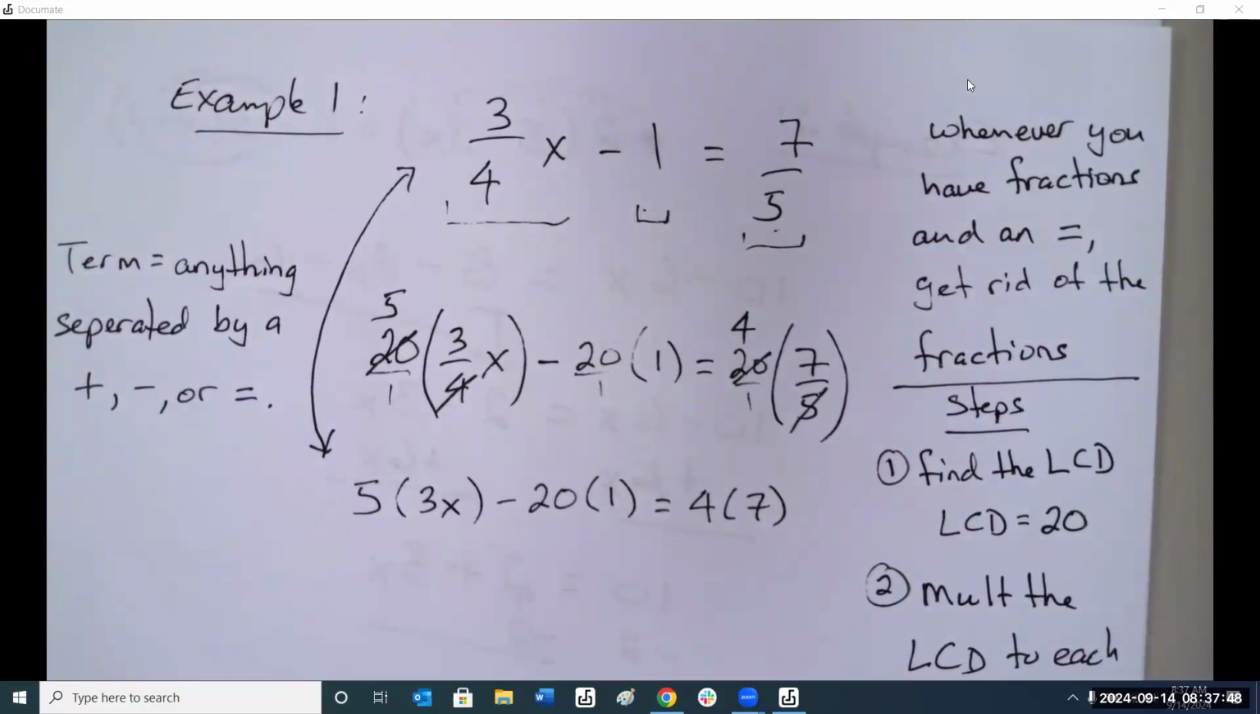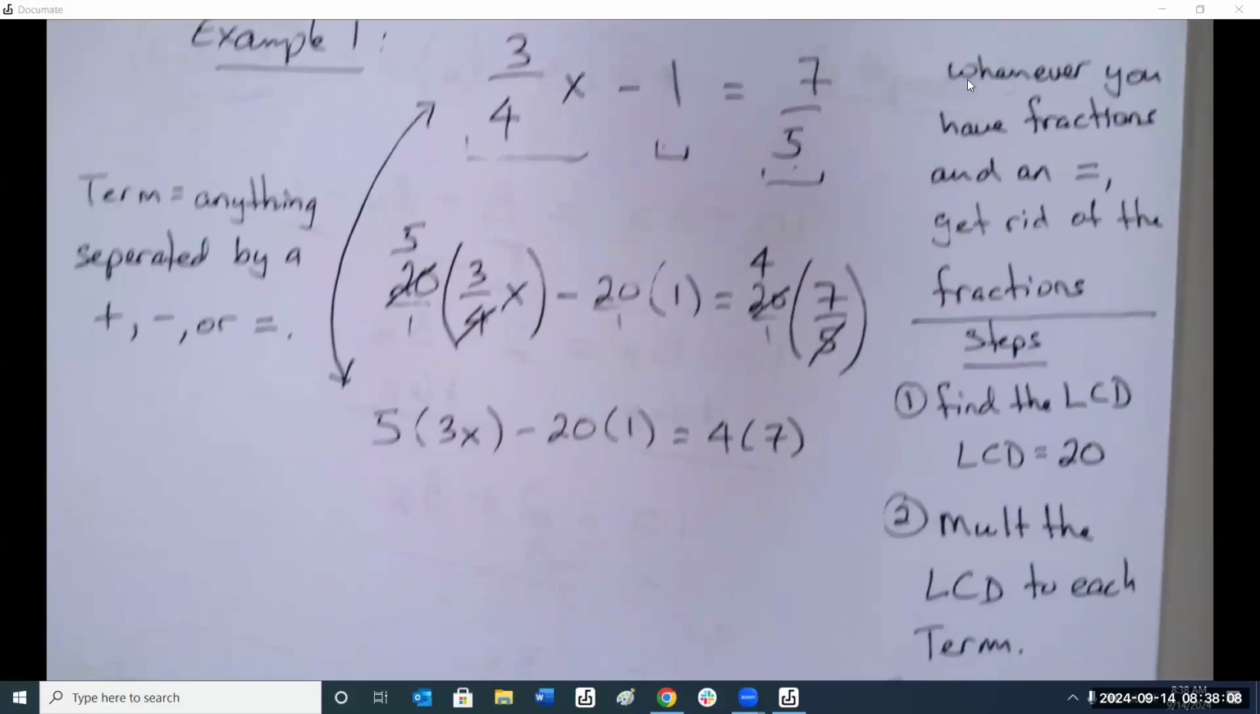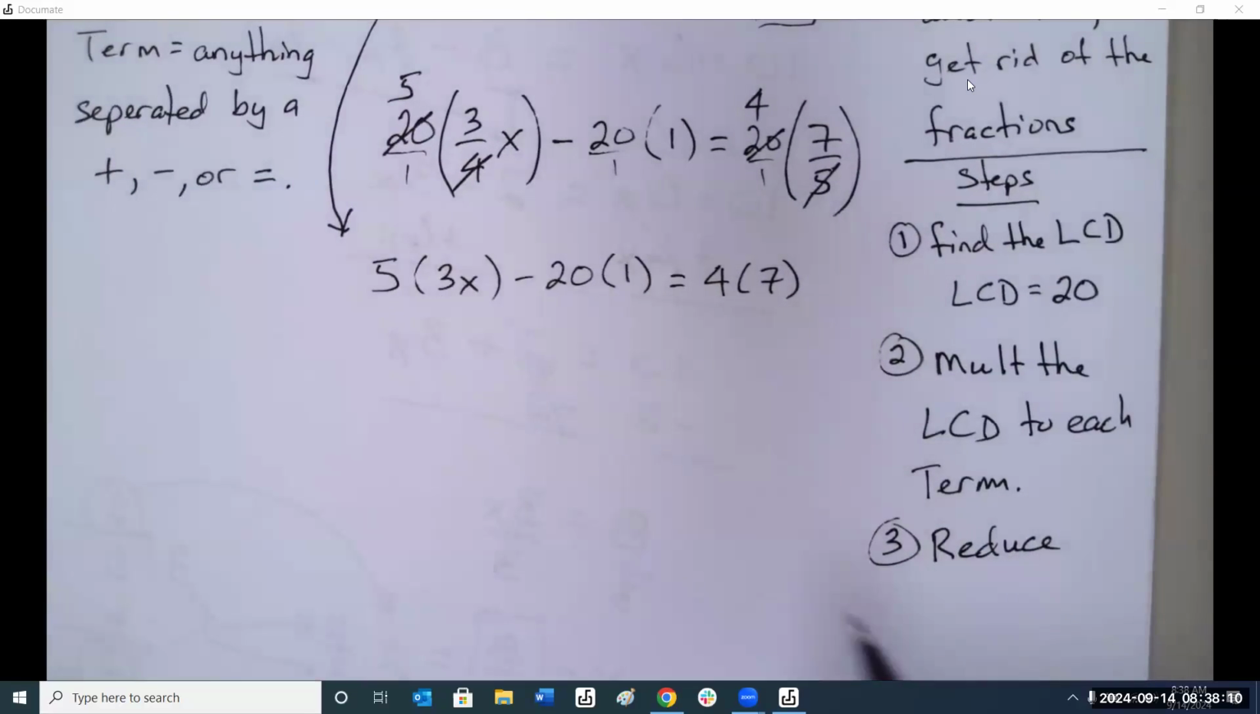Looking at those two equations, which one looks easier to do? The bottom one, yes. And it's exactly the same equation, they just look different. So that's our objective: get rid of the fractions. It takes away some of the anxiety for some students. So we reduce first, we just did that.